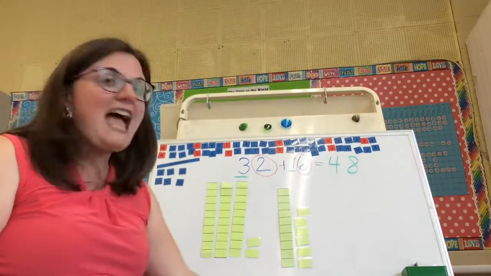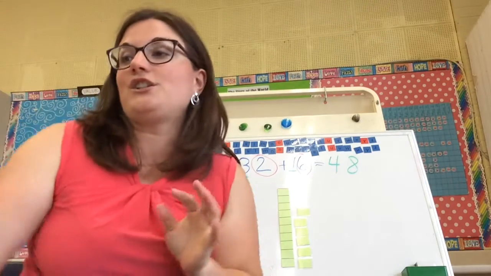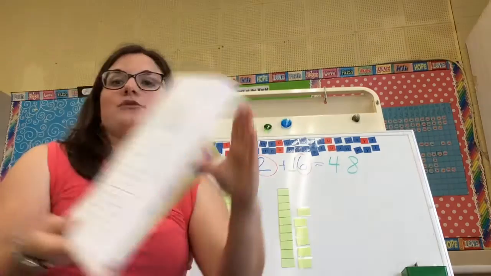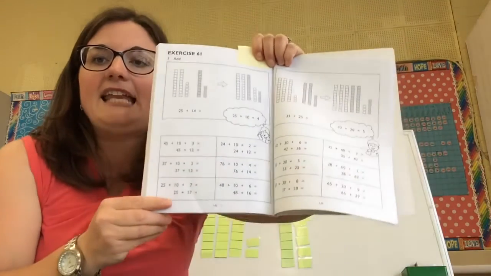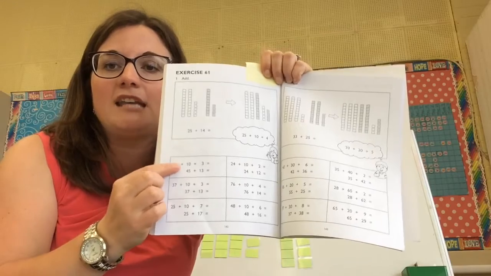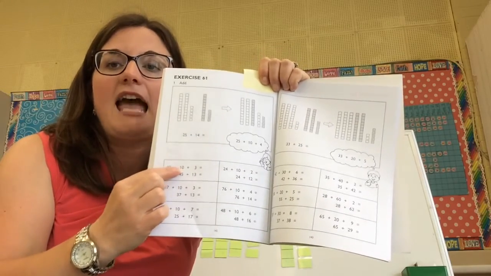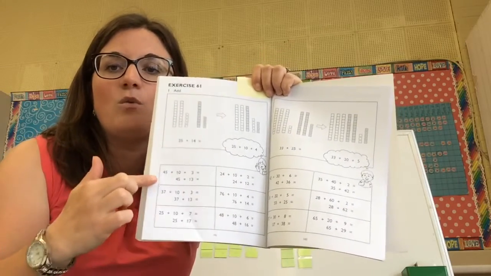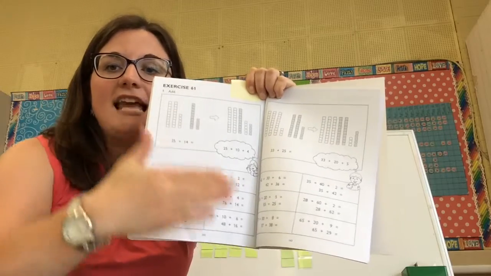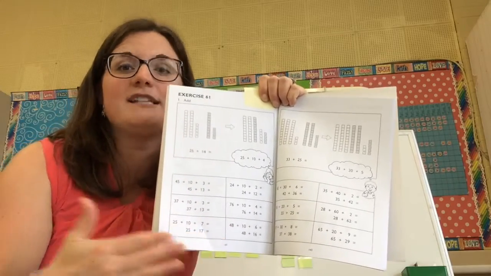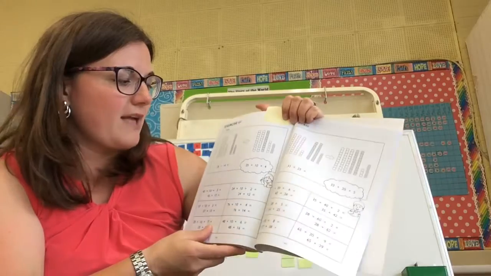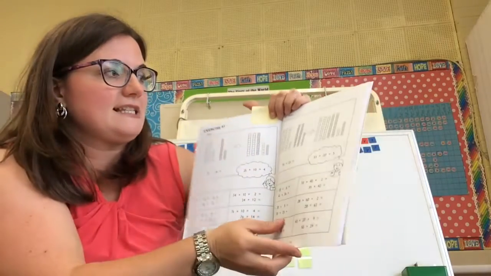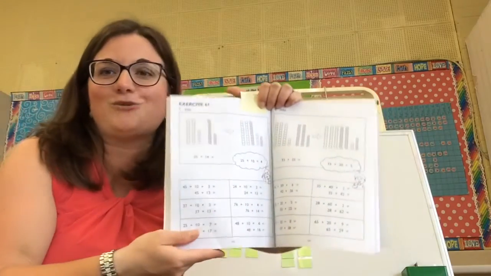And that is exactly what you're going to do in your workbook today. You're going to do exercise 61. And in case you forget, it reminds you to add the 10s, then the 1s. And it walks you through each step. Add the 10s first, find out what that number is, then add your 1s, okay? So you're going to do exercise 61, which is both of these pages right here, okay?